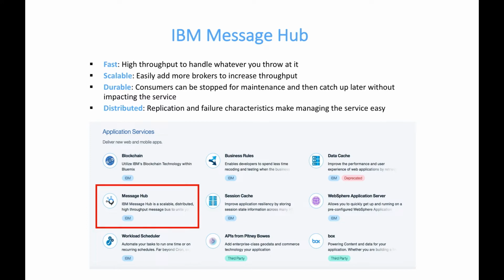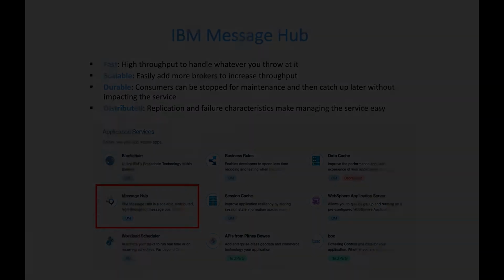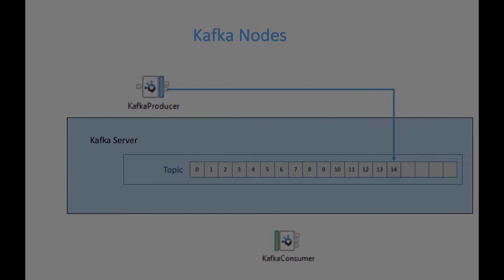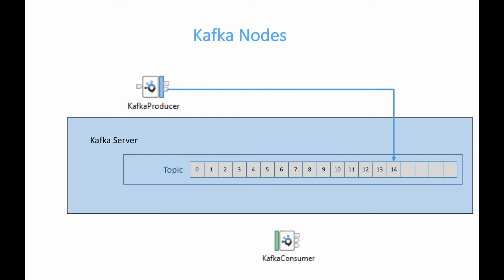In IBM Integration Bus version 10 Fixpak 7, there are two new Kafka nodes which can be used for integration solutions which require interactions with topics on a Kafka cluster. The Kafka Producer node can be used to publish messages from a message flow to a Kafka topic. The Kafka Consumer node can be used to subscribe to a Kafka topic so that messages can be consumed and processed by the message flow.